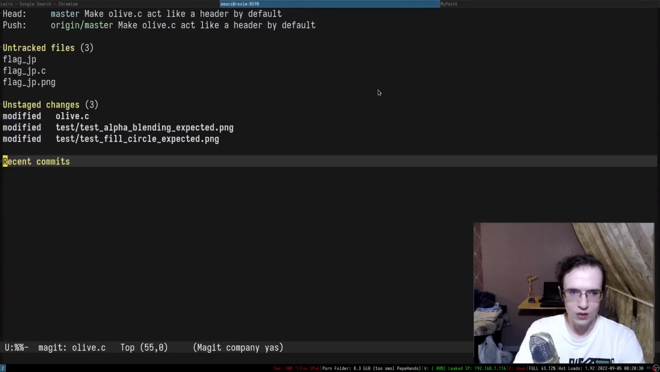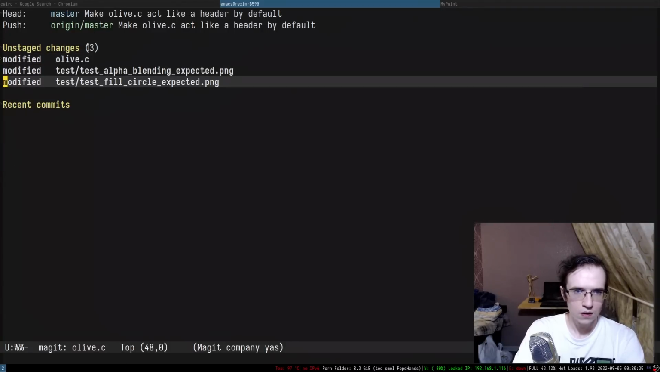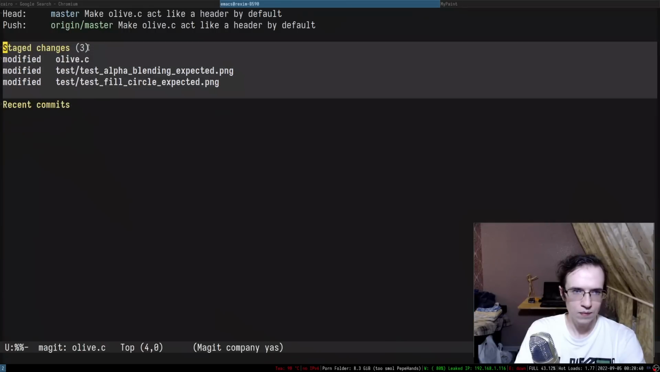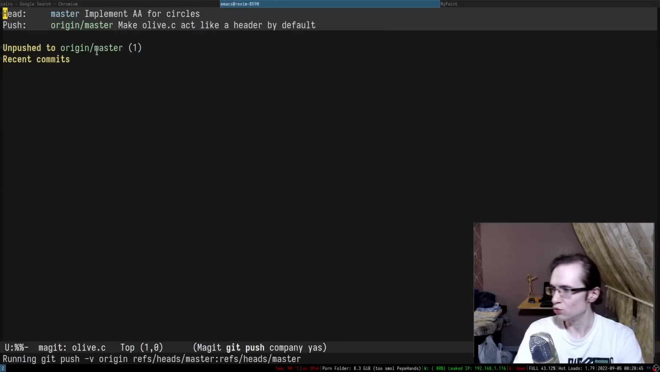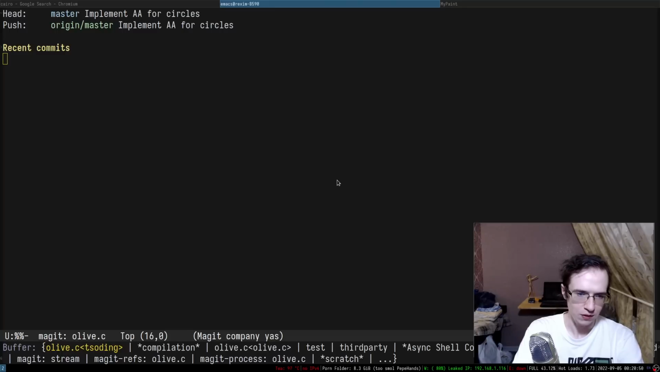Okay, so let's do a commit and maybe even push. How about that? Implement AA for circles. There we go. And I'm gonna push that right into the repo. Isn't that amazing, chat? I think it's goddamn amazing.